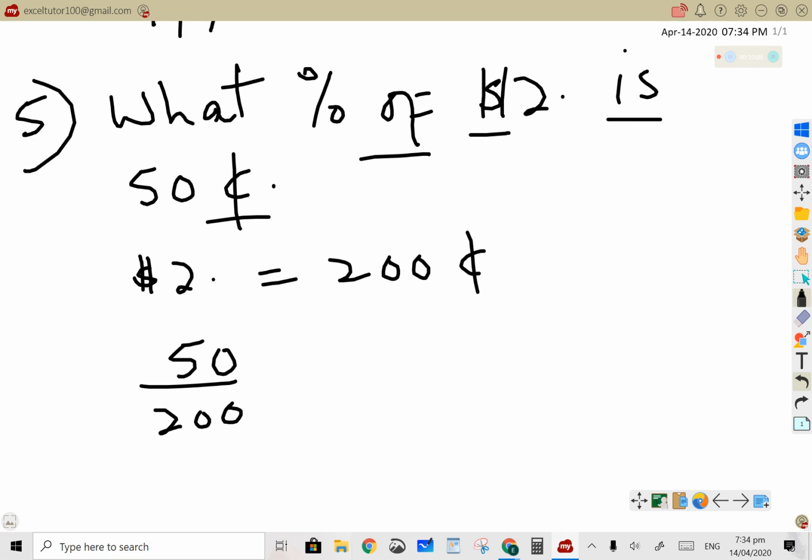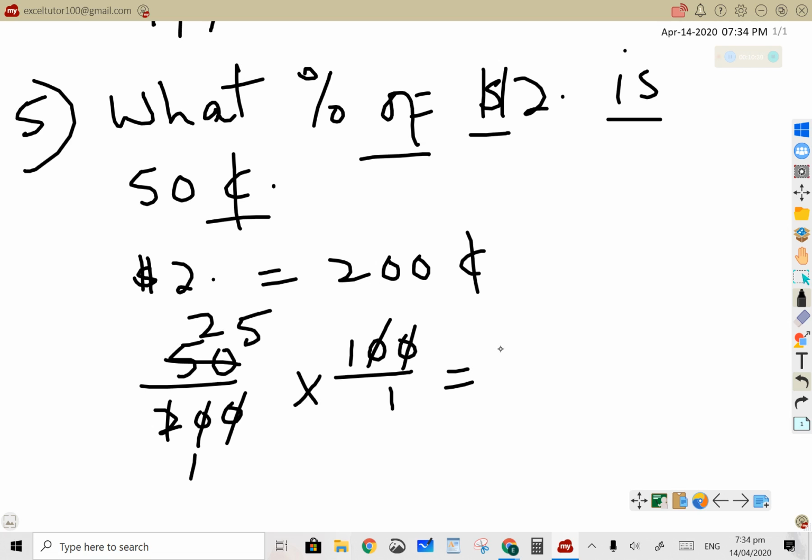And now that you have created a fraction, you multiply it by 100 over 1 to change it to a percentage. Okay, so we are going to cross multiply. Cancel the zeros, 2 into 2 is 1, 2 into 50 is 25. So our answer is 25%.